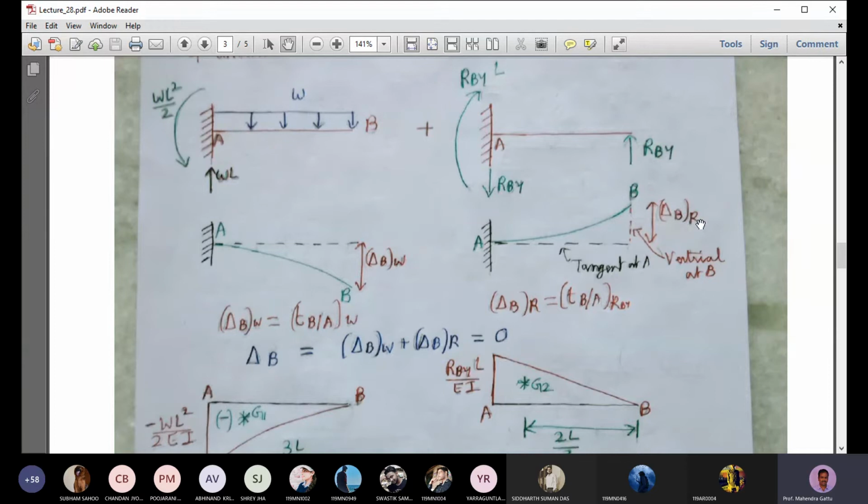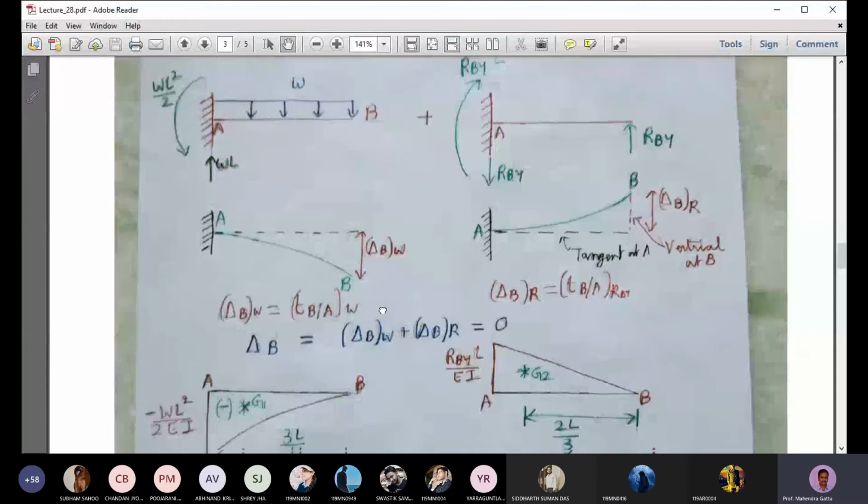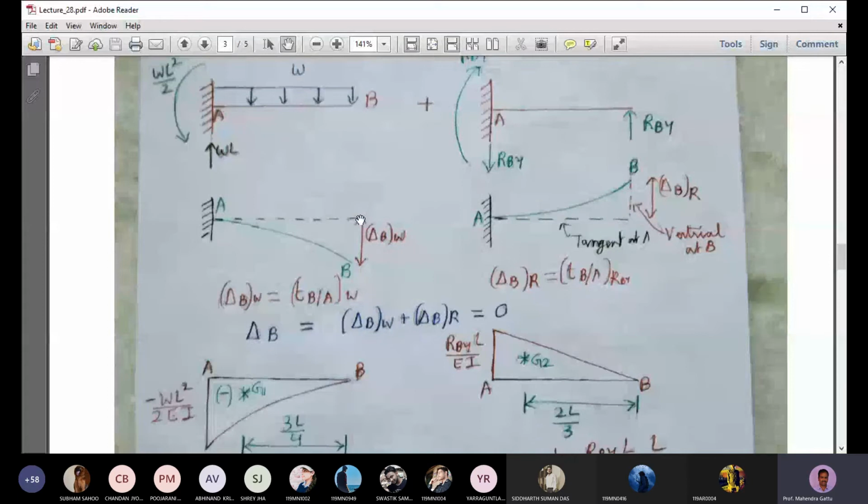R is the reaction. If you look carefully, we know that B is not moving in the vertical direction. So the sum of this plus this should be 0, or the movement of B in the downward direction is equal to the movement of B in the upward direction. So the net sum will be 0. That is our compatibility condition. We want to find the vertical deflection here and the vertical deflection there, and then sum them up and make it 0. The magnitudes will be equal, so that the net motion of B is 0.